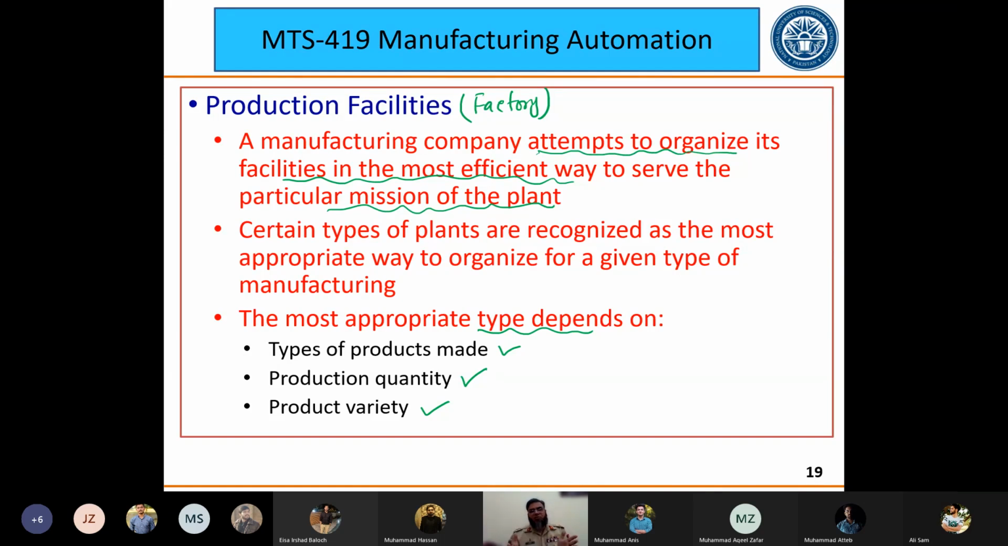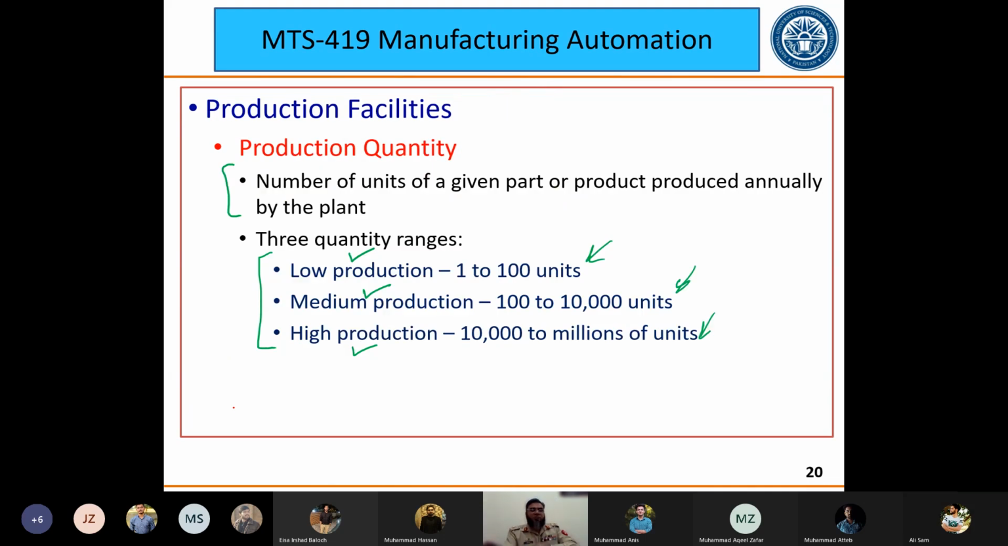Now I am moving towards layout. Earlier I talked about processes and inspection, and now I am going to plan a layout for those coordination and control processes in my factory, that is, how I need to put the machines into my factory. Okay? So the things you keep in mind are the types of products which are being made, what type of quantities you want to make, and what product variety you want to make.